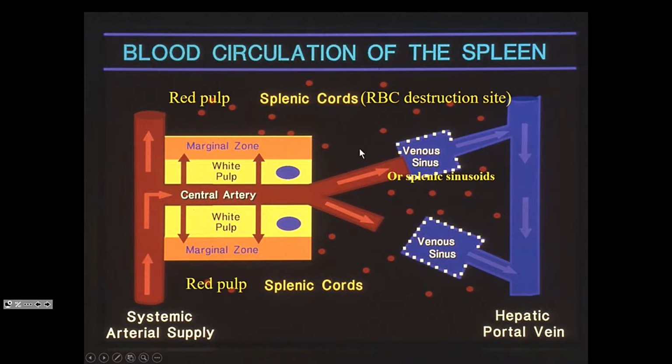The red pulp contains large sinusoids, which are kind of like large porous veins, where the red blood cells are examined for age by macrophages, and if they are aged, they can be removed by macrophages. Otherwise, they can pass through and then pass back into the hepatic portal system.